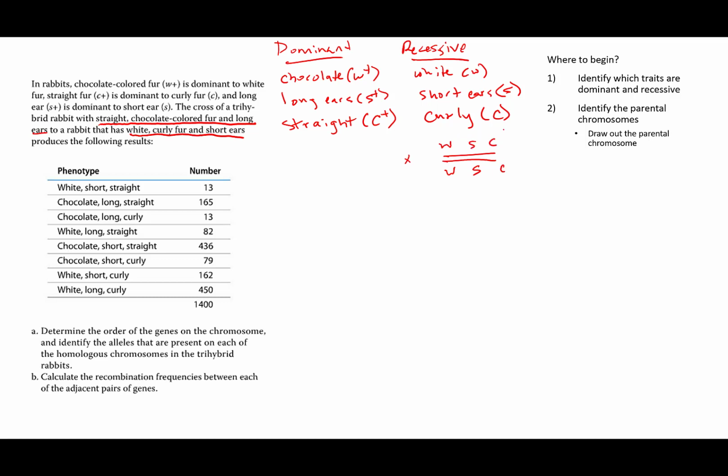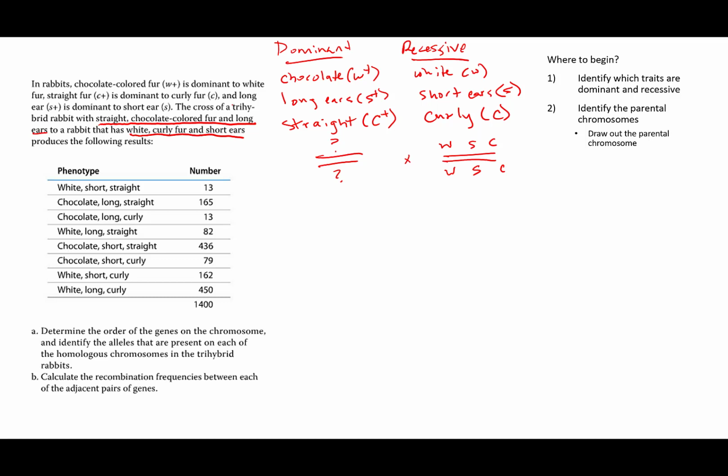Now you may ask, hey, Professor Smith, why are you writing them out this way? Why don't you put WWSSCC? I like to draw the chromosomes so that I can visualize the crossing over that would have to occur when I'm trying to find my recombinants. Okay, now for the other individual, there's two chromosomes. We can see that they are straight, chocolate, and long-eared. Those are all dominant traits.